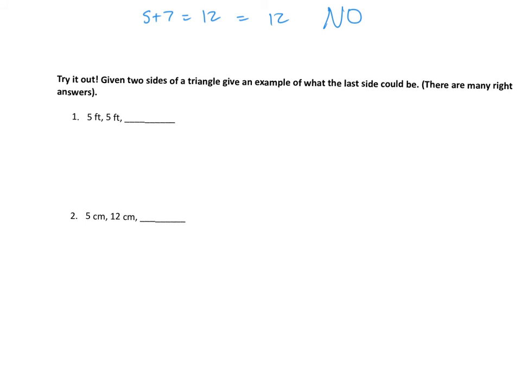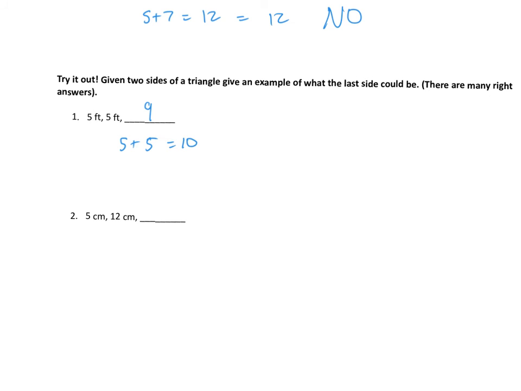Right? So here, 5 plus 5 equals 10. Well, then my third side has to be less than 10. It could be 9, 8, 7, right? You have to be careful because if you go too small, then you risk having the third side being too small. But anything less than 10 will do pretty well. Let's try here, the number 2.